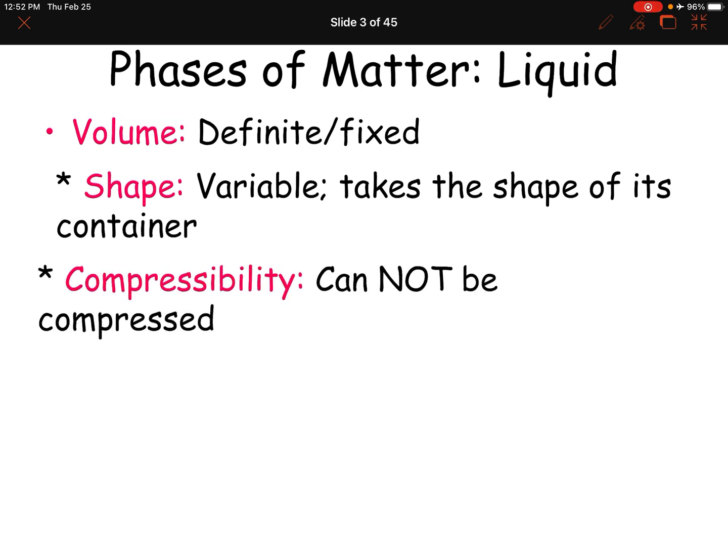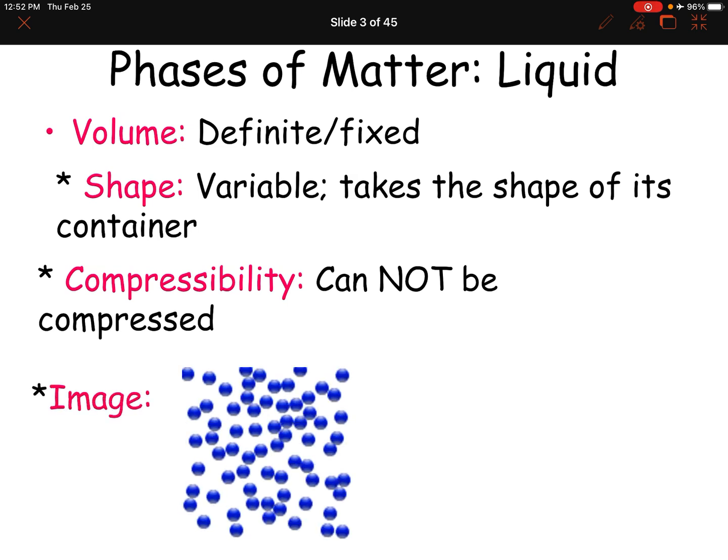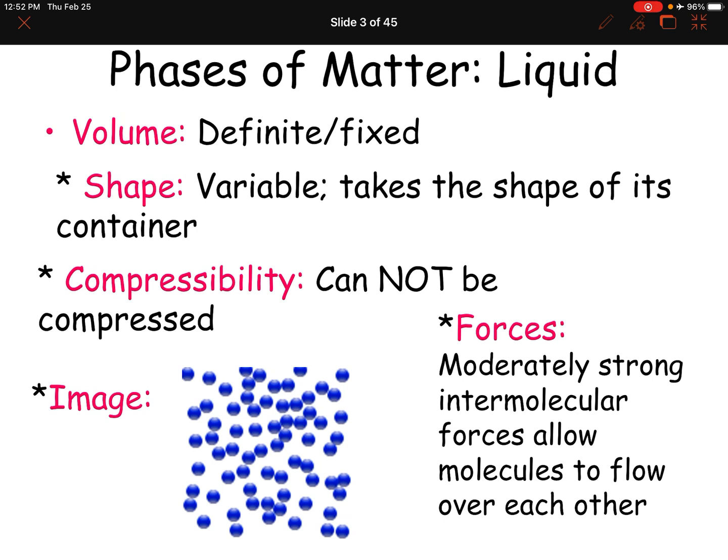The particles of a liquid cannot be compressed together, although, if you look in our picture, the particles of a liquid are a little bit further apart this time. They're not closely packed like in a solid. So because of that, we can say that they have moderately strong intermolecular forces, and it allows molecules to flow over each other. They're a little bit weaker. They're moderately strong in a liquid.